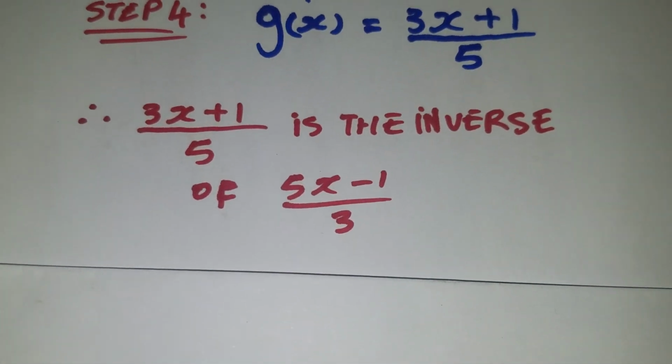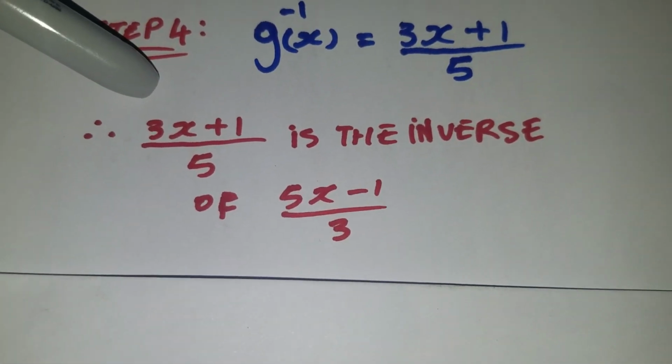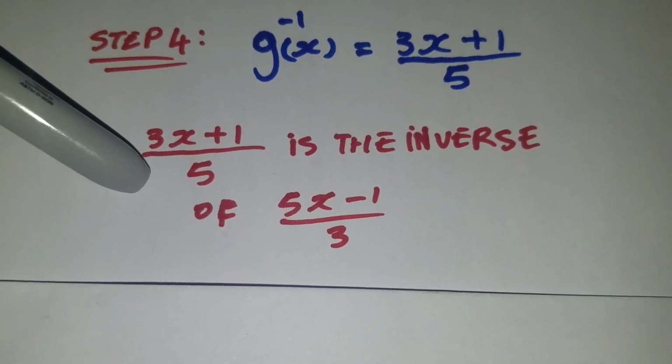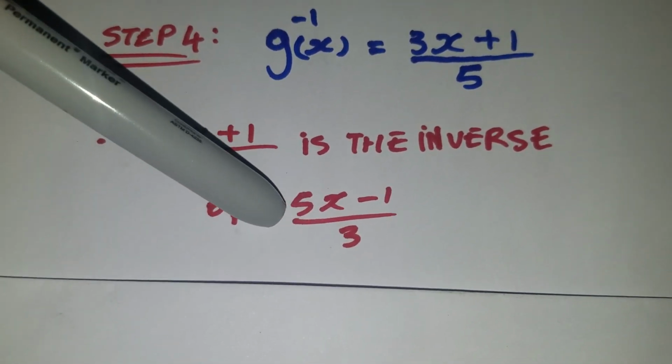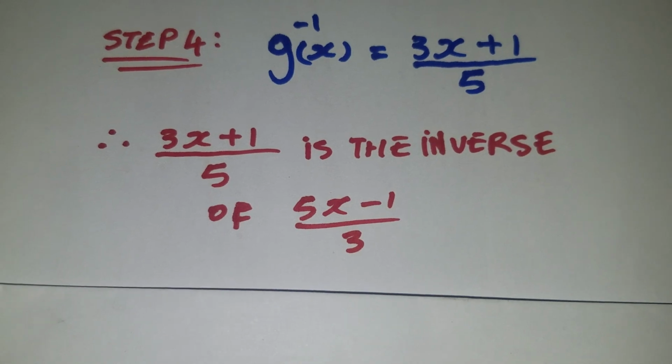So therefore, (3x plus 1) over 5 is the inverse of (5x minus 1) over 3.